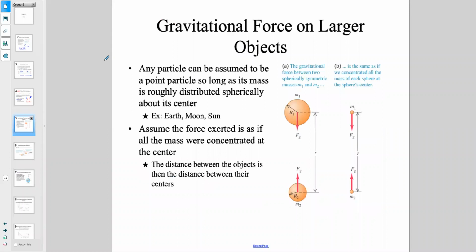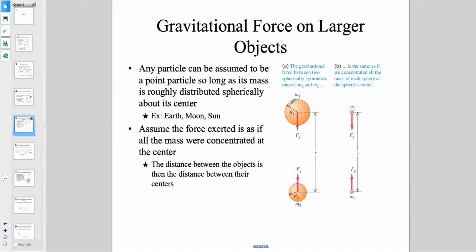So, gravitational force on a large object. Any large object can be assumed to be a point particle, as long as its mass is roughly distributed spherically about its center, kind of like a solid sphere. So we can think that this solid sphere here with a radius of r1 is just a point particle here with the same mass. m1 is here, m1 is here. And this sphere is acting like a point particle, and that point particle has all the mass concentrated on that point.